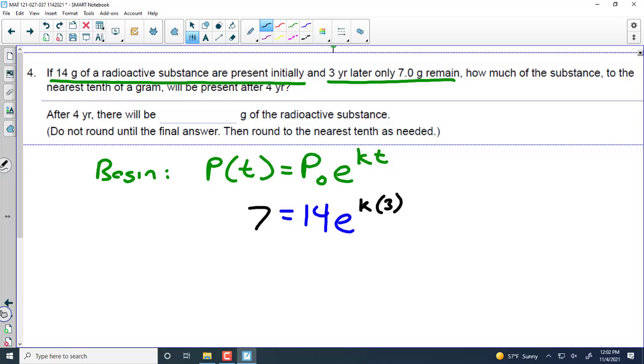Does everyone see how I'm getting that information just from that first part there? 14 grams to start with, 3 years later, 7 grams remain. Okay, so what is the only thing I don't know here? K. I'm going to solve this for K because K is not given in the problem.